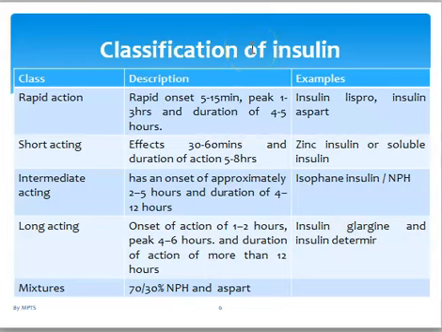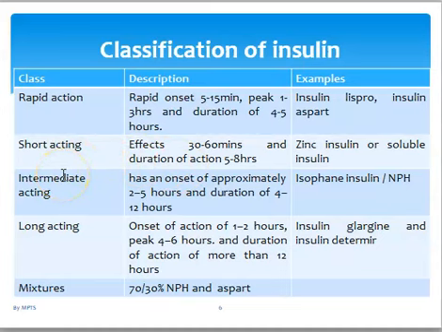Now, let us classify insulin, because it's important to know. We have rapid-acting insulins. These have a rapid onset of action, at least 5 to 15 minutes. The peak is within 1 to 3 hours, and the duration of action is about 4 to 5 hours. Examples are insulin lispro and insulin aspart. We also have the short-acting. These have effects within 30 to 60 minutes, and the duration of action is between 5 to 8 hours. Examples are zinc insulin and soluble insulin.